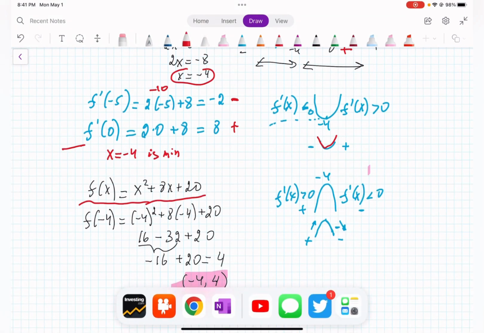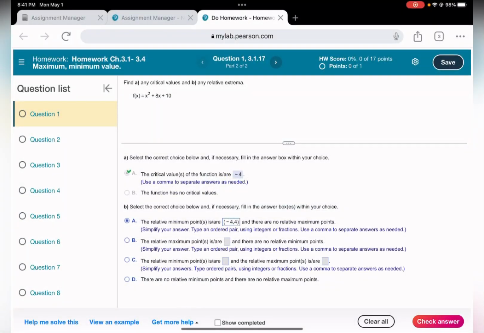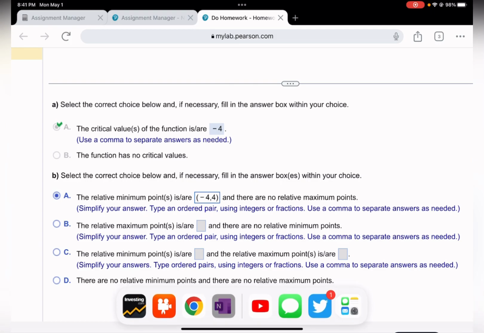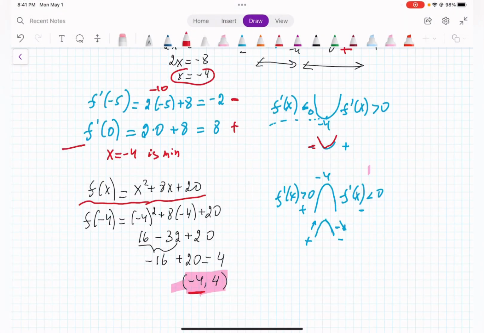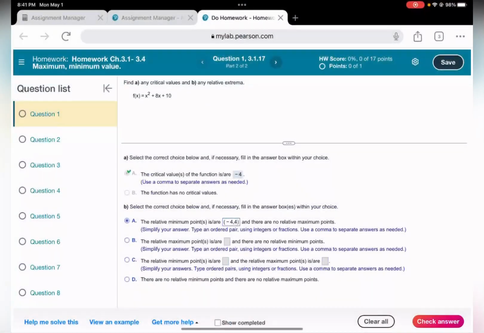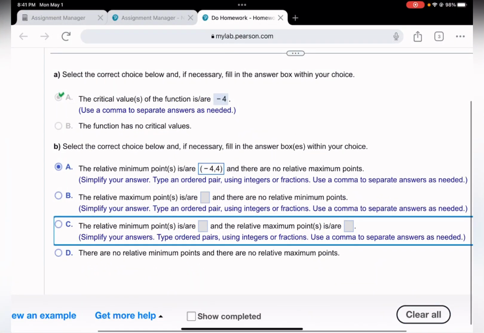Let's go back and check. And that was a minimum because it's changing from negative to plus. That means we have a minimum. From minus to plus, that looks like a minimum. Right? Here we have minus, and then here we have plus. But if we would have plus and then going minus, then it would be a maximum. So everything is all right. Let's check. Relative minimum, -4, +4.